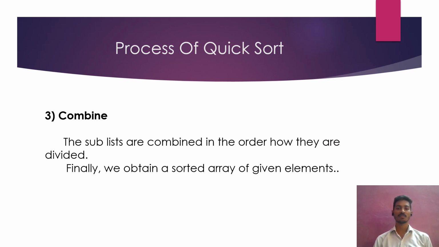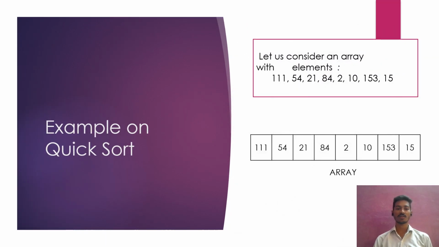Now let us focus on an example of quick sort. Consider an array with elements 111, 54, 21, 84, 2, 10, 153, 15. This is the representation of the array. Now let us focus on the process.